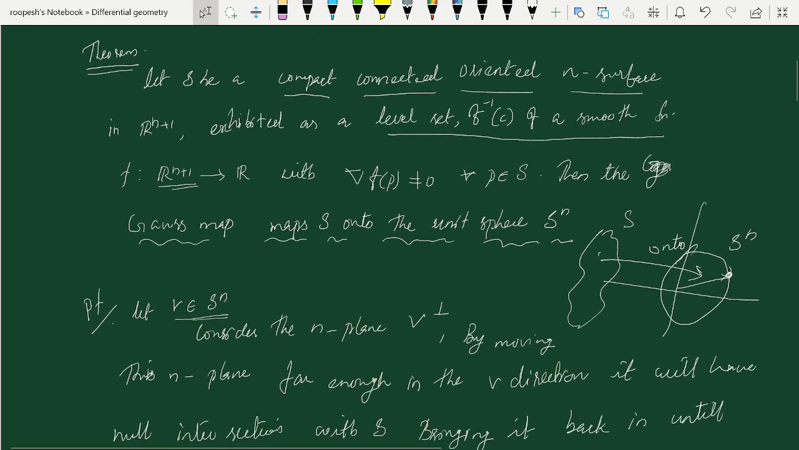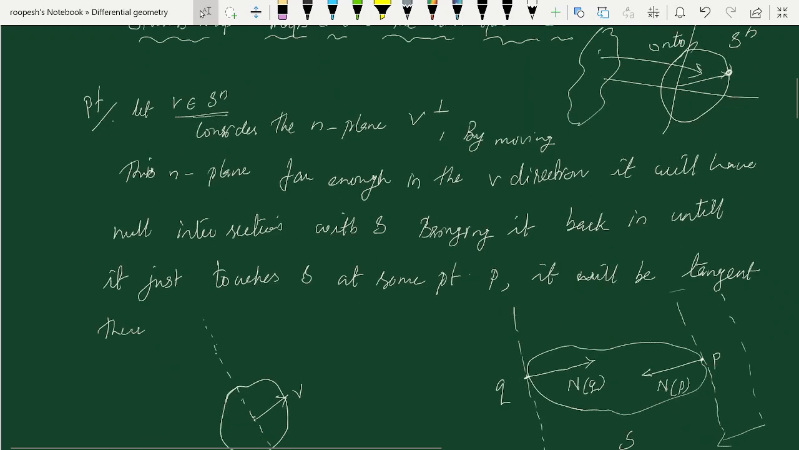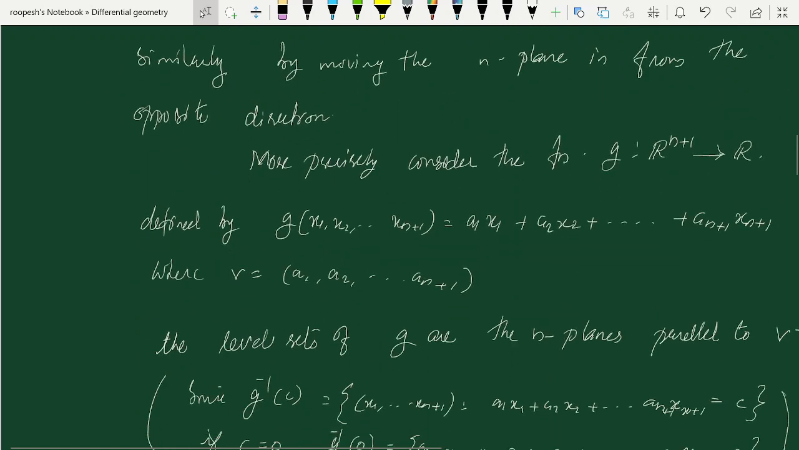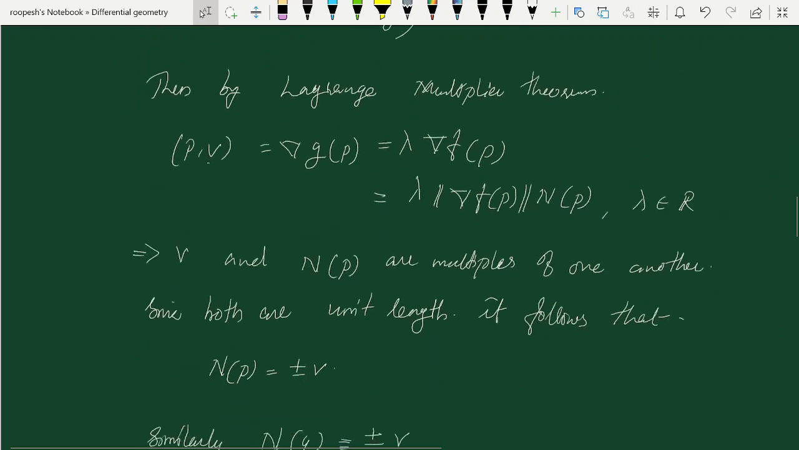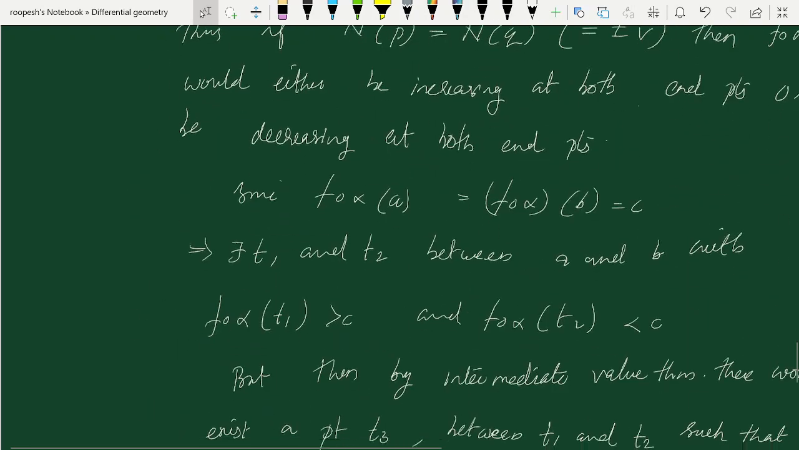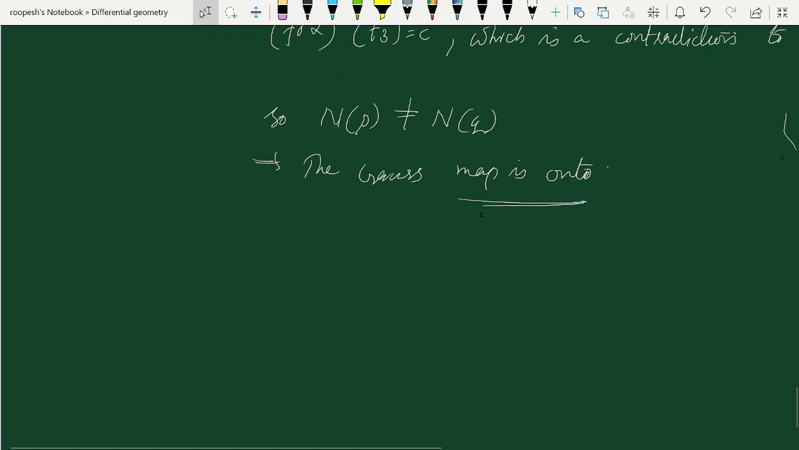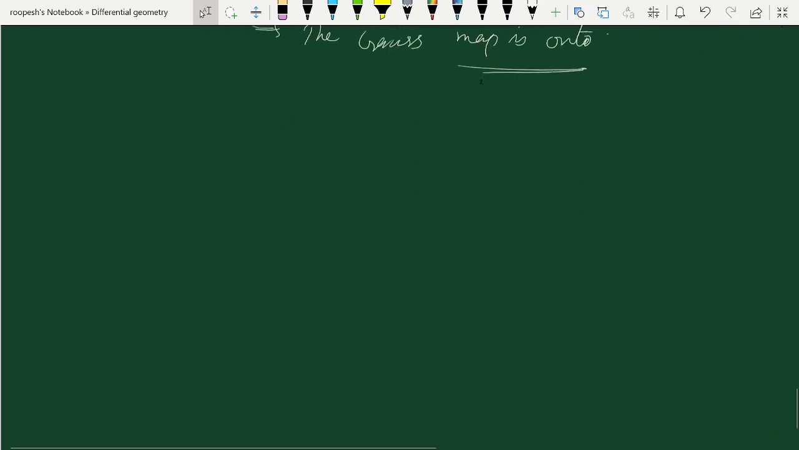So we have defined what a Gauss map is, and here what we want to show is that the map is an onto map. For that we have found a curve alpha satisfying the conditions alpha of A is equal to P, alpha of B is equal to Q, etc. And we have seen that this Gauss map is onto. But today what we are going to do is construct such an alpha. We haven't said anything about that alpha. If such an alpha exists, we are saying that the Gauss map is onto. So today we are going to construct such an alpha.